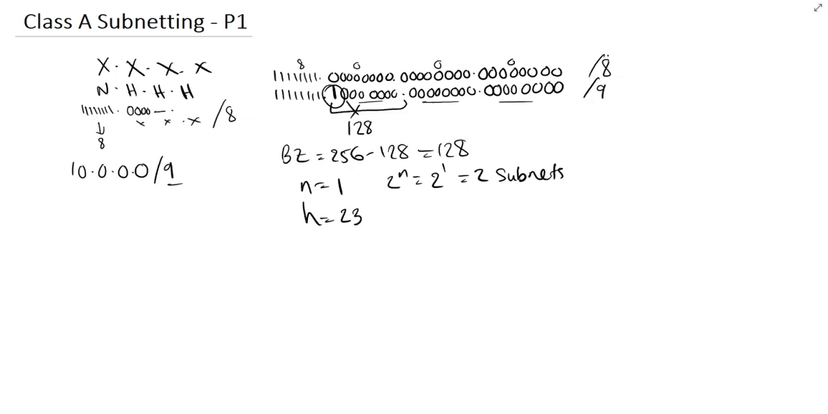And then the number of hosts, which is 2 to the power of h minus 2, which is going to be 2 to the power of 23 minus 2, and that's a very large number of hosts over here. Let's calculate. It is 8,388,608 minus 2, which becomes 8,388,606. This is 8 million, 388,606 IP addresses. These are the valid hosts.